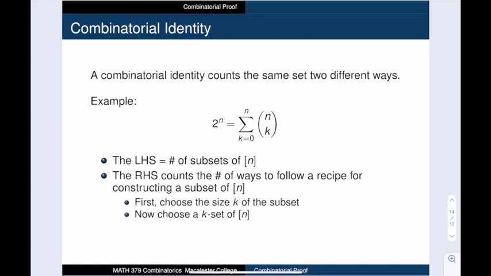So in summary, when we're looking at a combinatorial identity, we're looking for 2 recipes that count the same thing in 2 different ways. So we'll have to interpret the left-hand side and interpret the right-hand side, and then come up with an explanation for why these 2 recipes have actually constructed the same set of things.